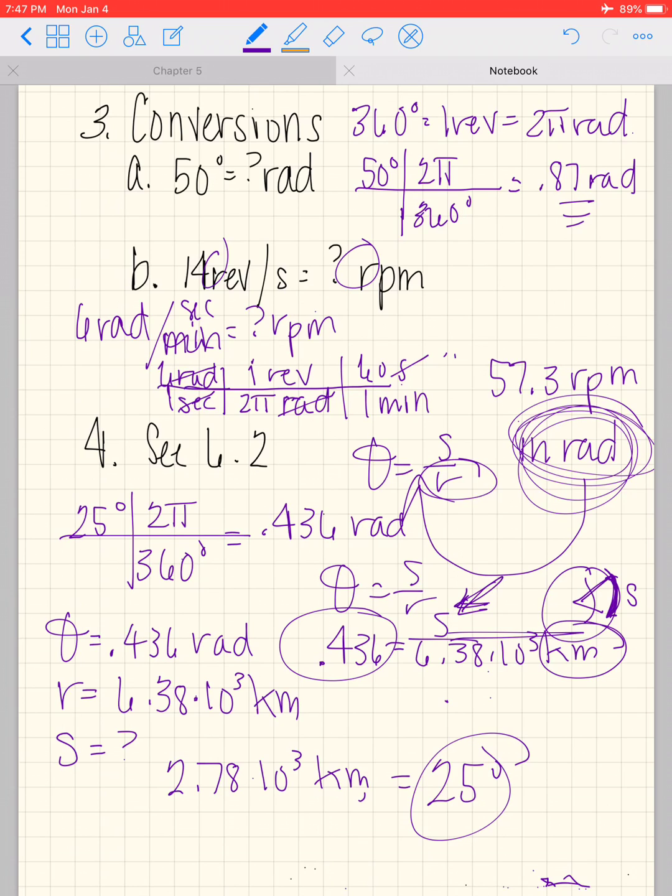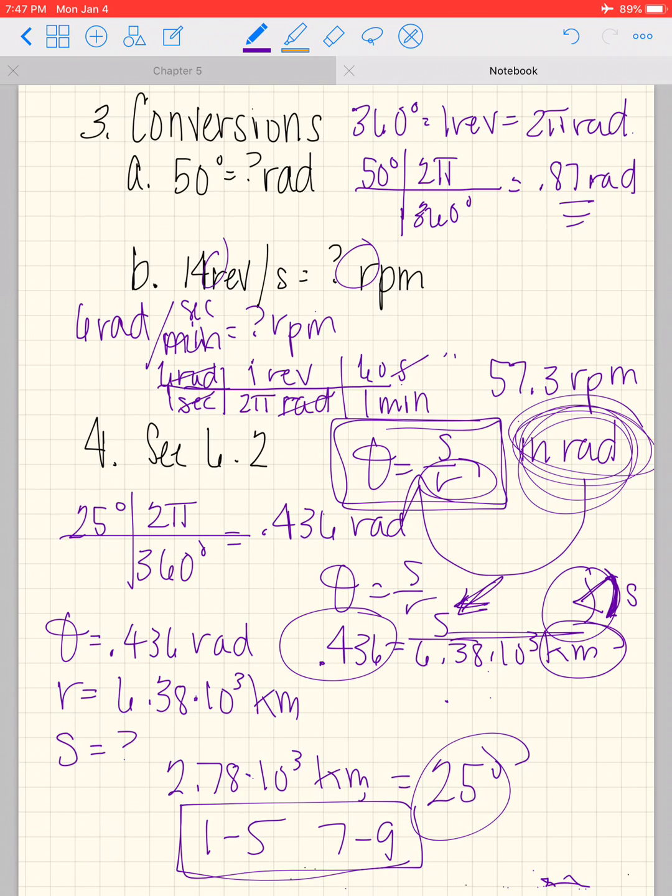All right, now your homework tonight is going to be using this equation and just doing some basic conversions among the units for circular motion. Your homework is going to be 1 through 5 and 7 through 9. Okay, let me know if you have any problems with any of this.